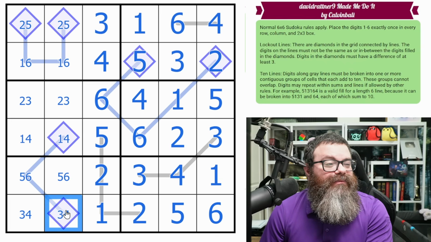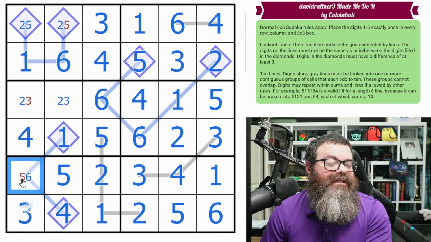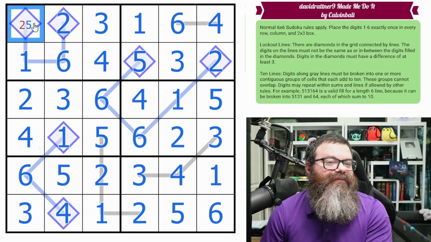So difference of at least 3 means this has to be 1, 4. So this is 4, this is 1. This is 6 and 1. That's 4 and 3. That's 5 and 6. 2 and 3, 2 and 5. And we're done.